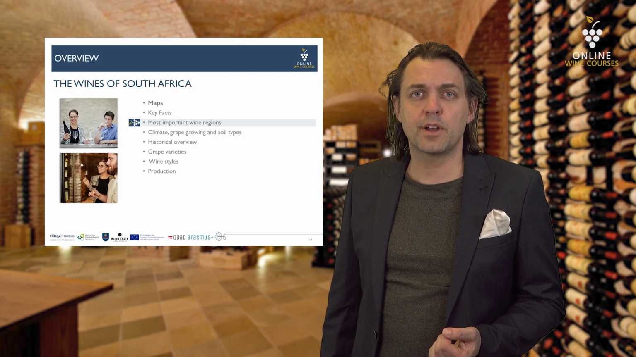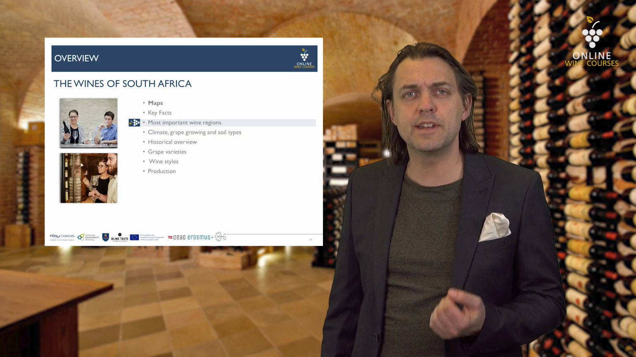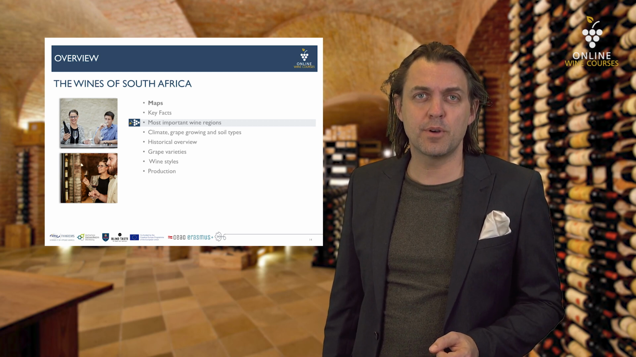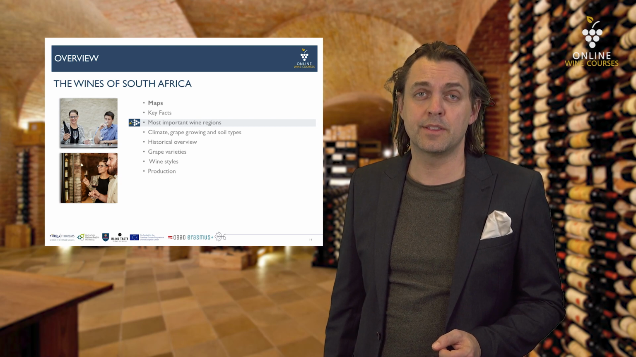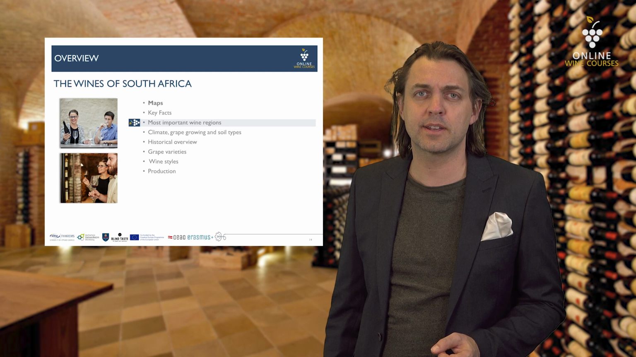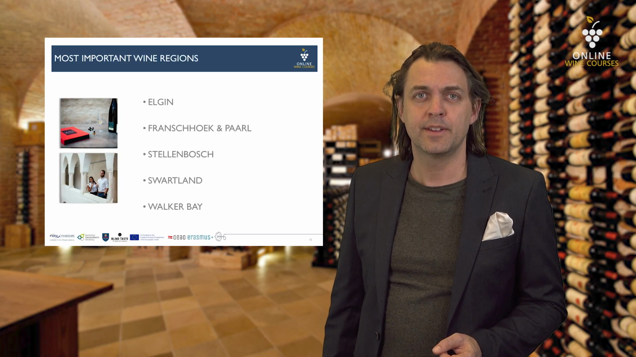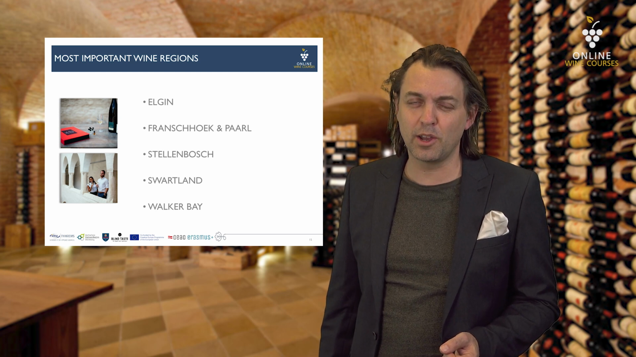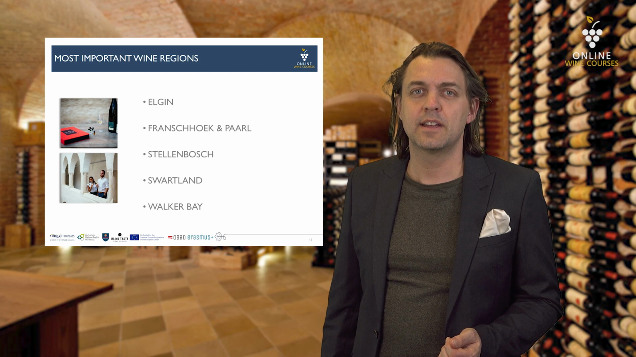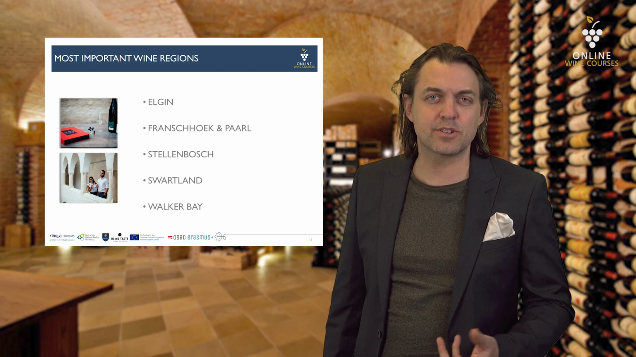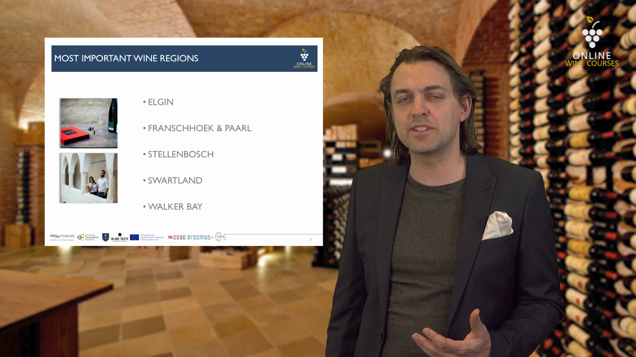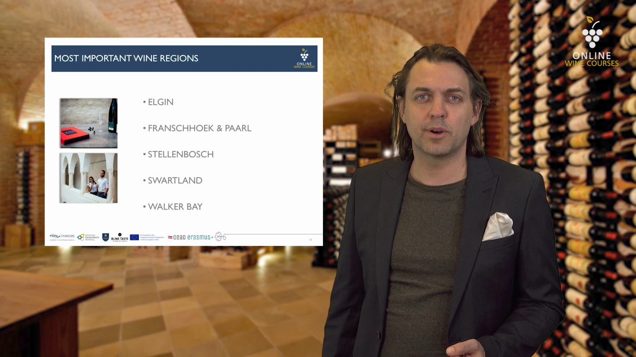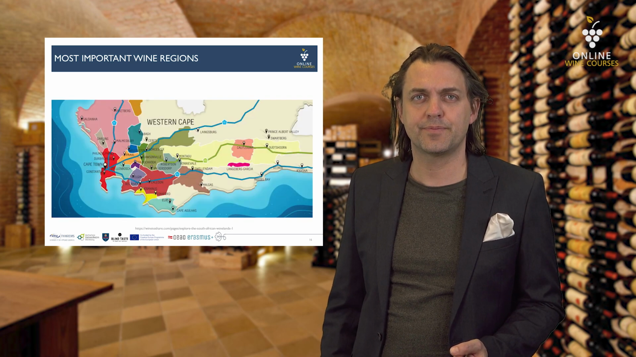So the wines of South Africa, most important wine regions. Let's hone in now on where the specific wine regions are that are of obviously commercial significance, both in the European export markets, international export markets, and also in South Africa. So we start with Elgin, then we have Franschhoek and Paarl, Stellenbosch, which I think a lot of you may have already heard of, Swartland, and then Walker Bay. Walker Bay being very much the coastal region, which you could actually say is like the Burgundy of South Africa, with Pinot Noir and Chardonnay grape varieties planted there.